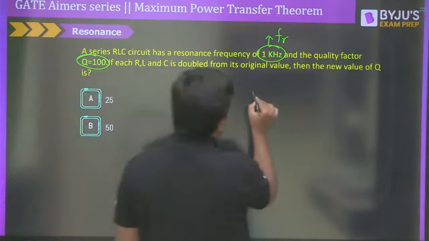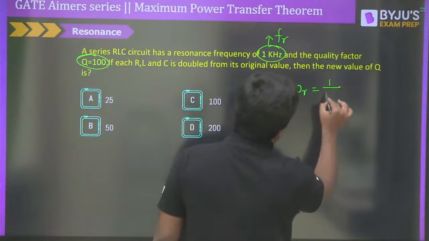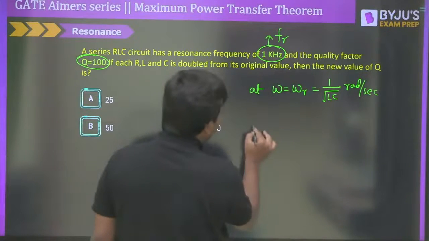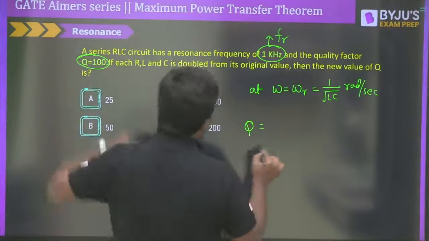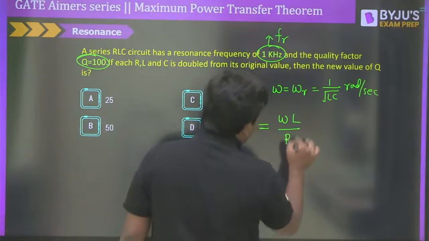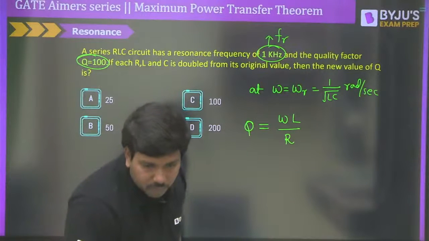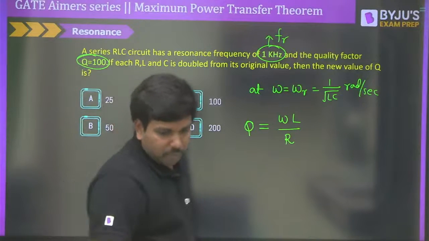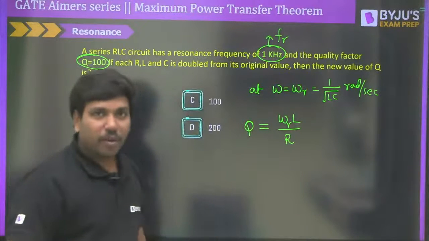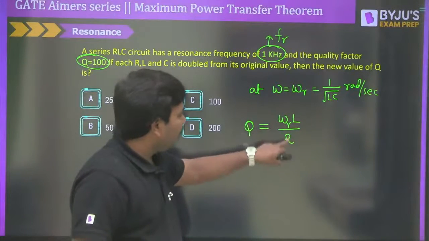So first of all, try to understand like this. Omega is equal to omega R, which is nothing but 1 divided by under root of L into C radian per second. What is the way we can write down the quality factor? This is a series RLC circuit, so it is omega L divided by R. But remember this point, bandwidth is inversely proportional to the time constant. Yes, correct. So it is omega R into L by R. That way you can make it easily. Madhu, excellent. You are right.